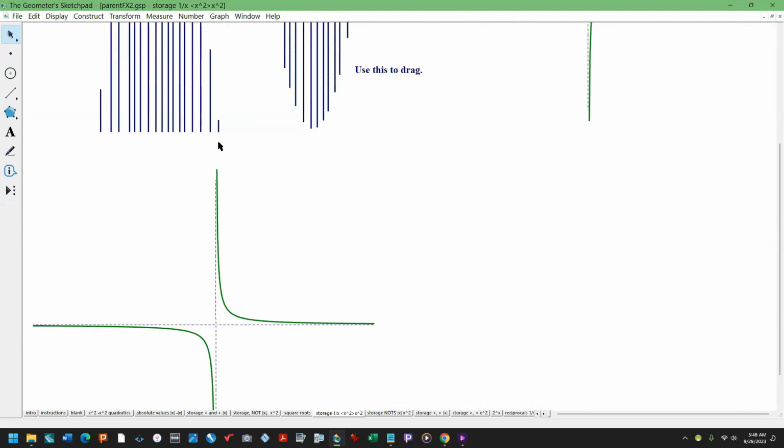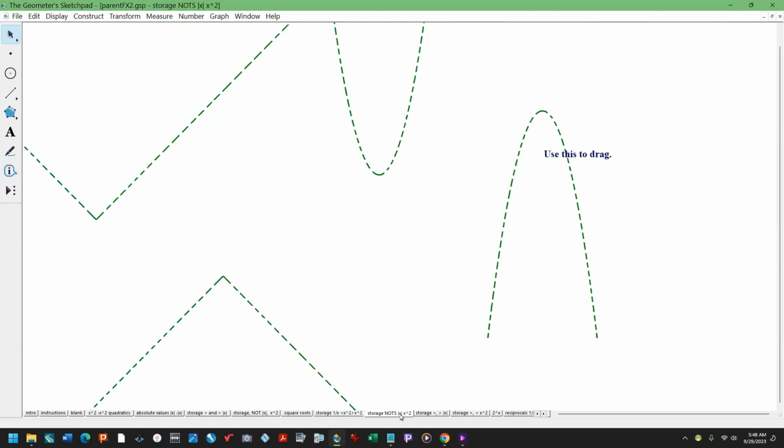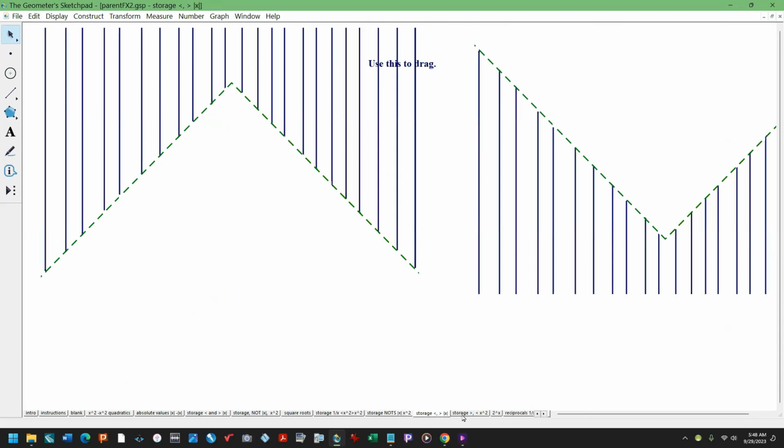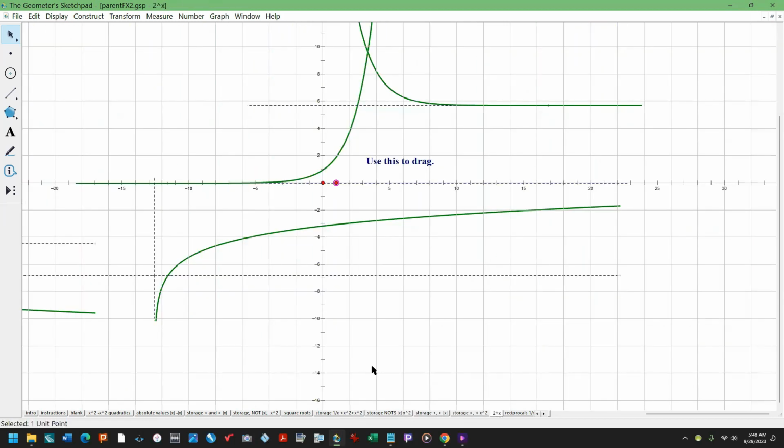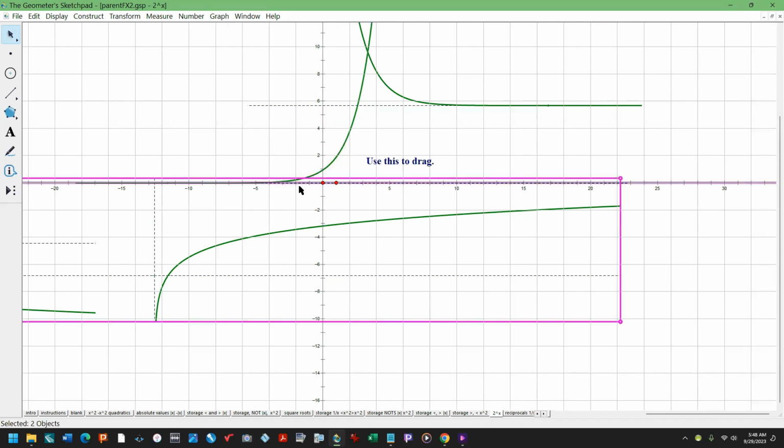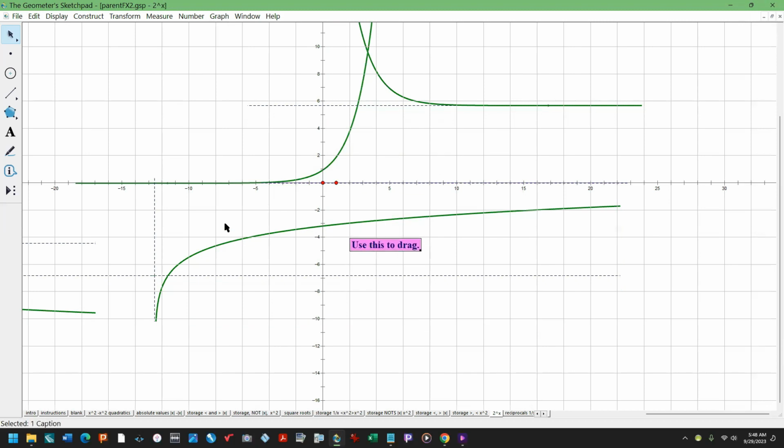We have reciprocal functions and some parabolas greater than. We have some absolute values. We have more storage here and here. And that, I think, is 2 to the x. And here's, what's this one? That looks like natural log. If this is e to the x, nope. Didn't pick it up. Can't find it.